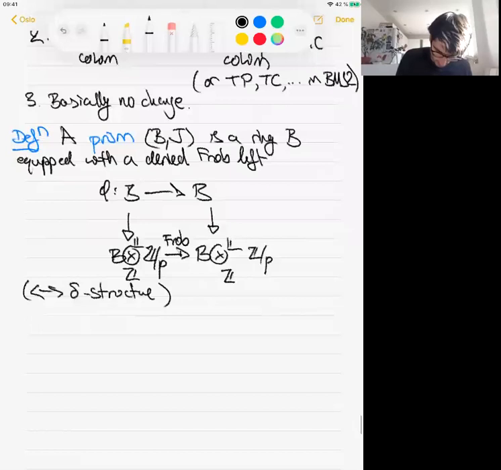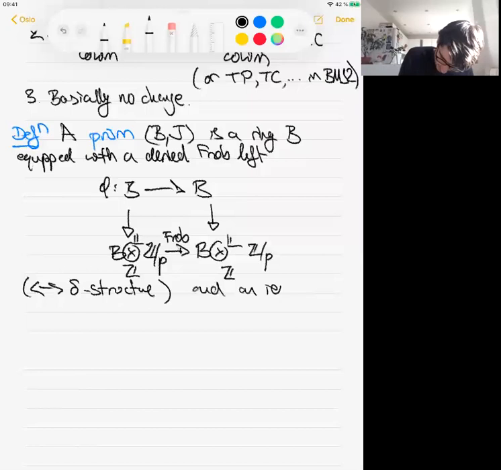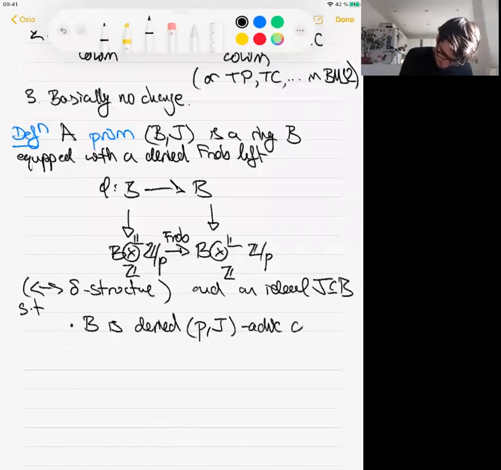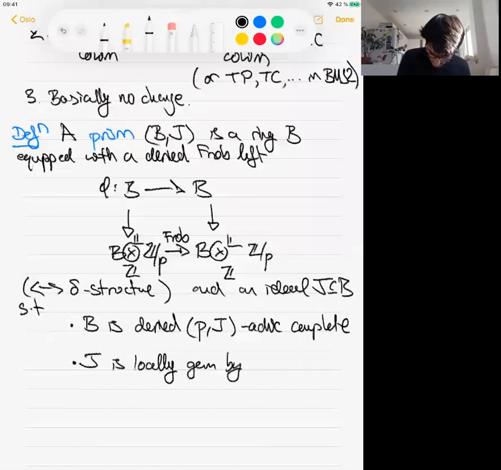But in particular, if you're p-torsion free, then at the bottom of this diagram, we really just have B mod p. And so it's just a Frobenius lift in the usual sense. And an ideal J, such that we have some compatibility conditions, because we've got a technicality, completeness: that B is derived (p, J)-adequately complete. Secondly, you need to impose some reasonable condition on J for this to even behave well. So J is locally generated by a single non-zero divisor. As you say, it's a Cartier ideal. And then there is another key geometric condition, that the ideal generated by J and its image under the Frobenius has got to contain p.